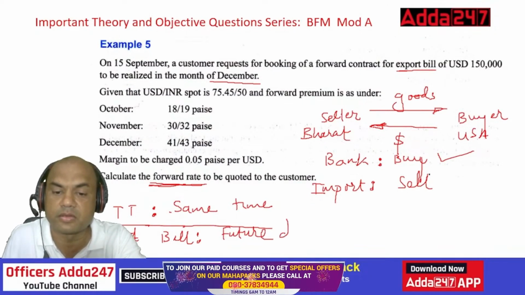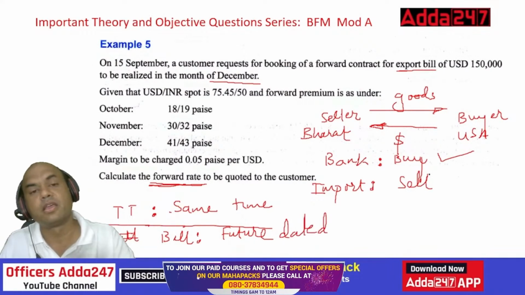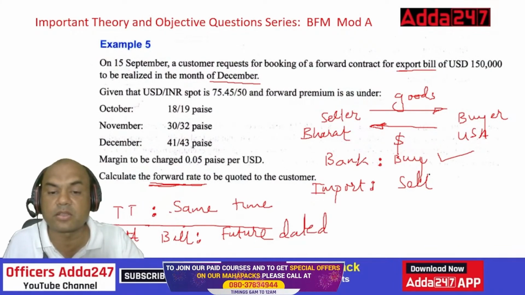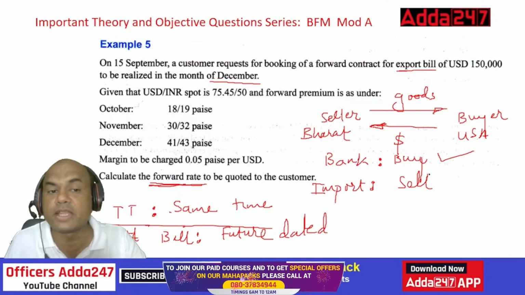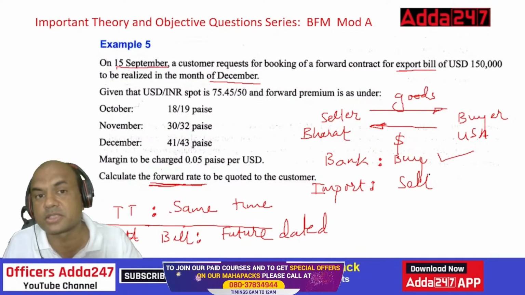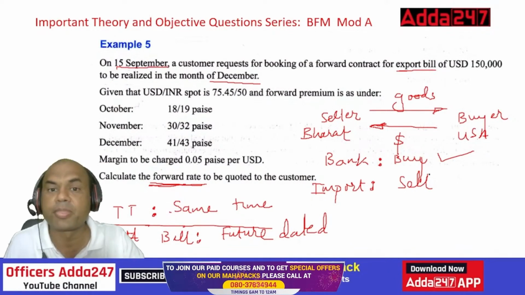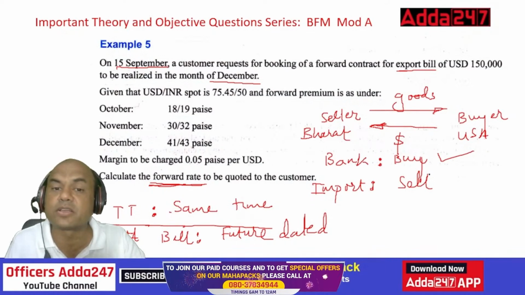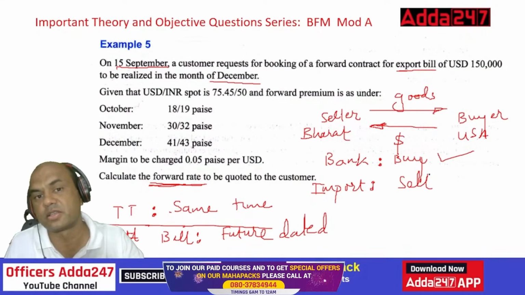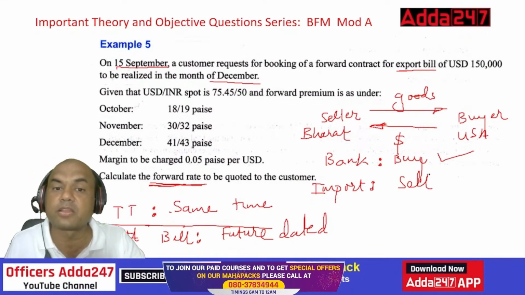Now in this case, which type of transaction are we doing, a same-time transaction or a future dated one? Let's look at the problem again. On 15th September, this customer has come to you for booking a forward contract for an export bill to be realized in the month of December. So this is a future dated transaction. You are doing a transaction for the month of December.